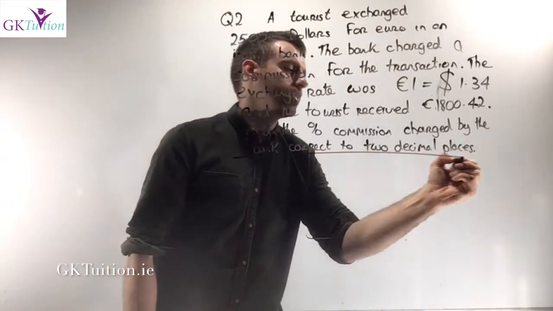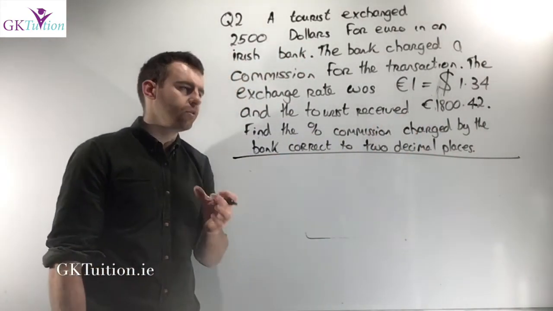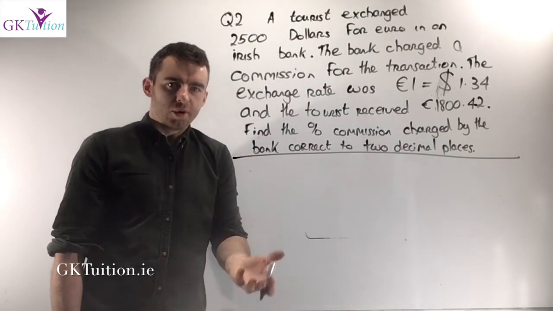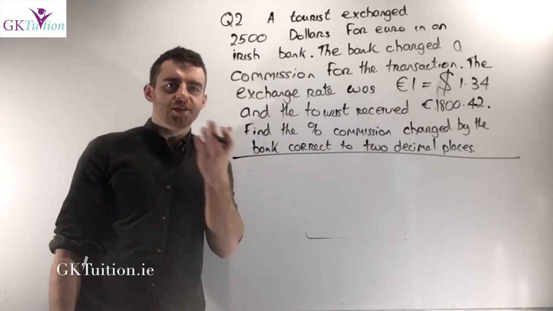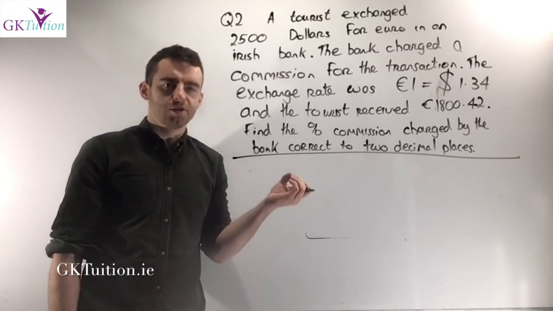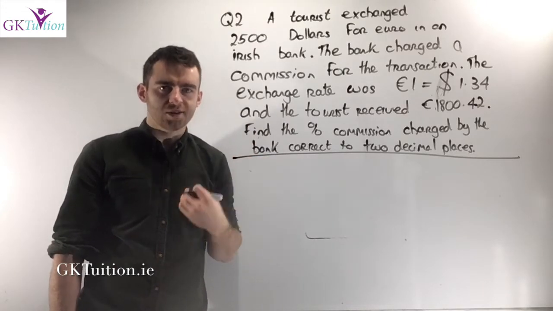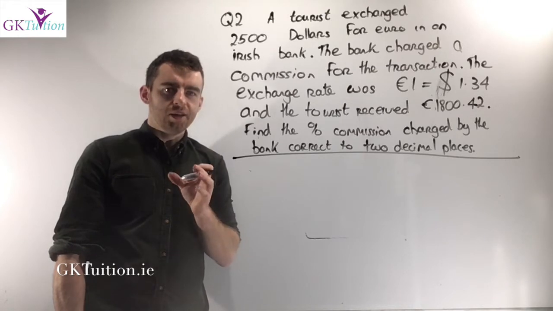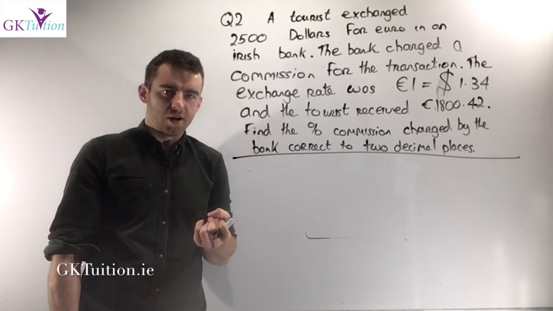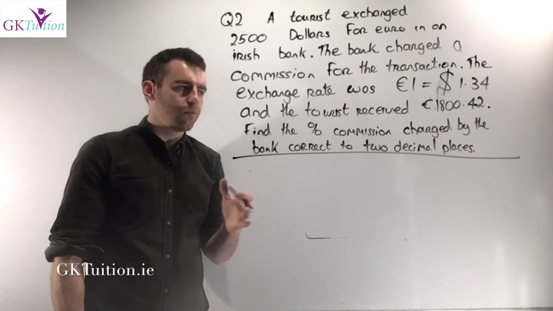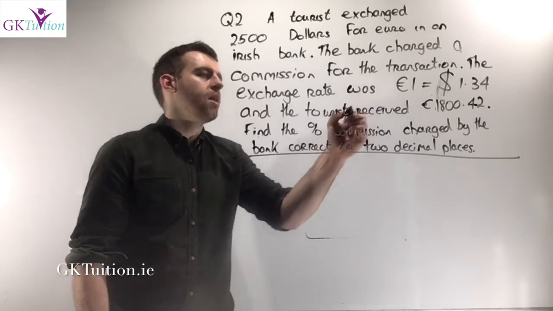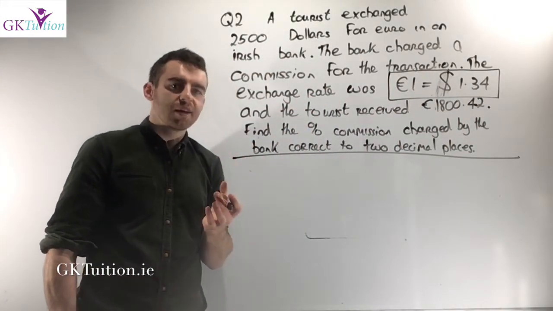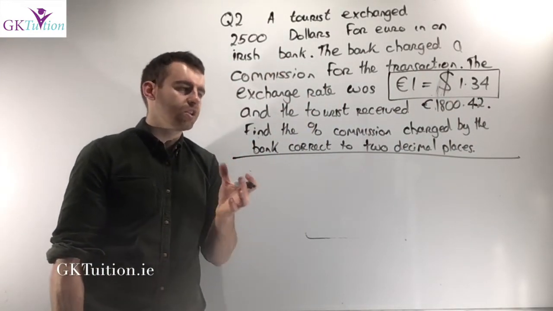So this tourist received €1,800.42. But obviously, the tourist should have received more than that. The bank did the exchange rate and then they took 2% and took it away, or took 1% and took it away as their commission. So what I need to do, first of all, is figure out how much money should the tourist have gotten. If they hadn't charged any commission whatsoever, how much should the tourist have gotten based on this exchange rate? So that's the first thing I'll do, and once I know that, I'll be able to then work out the percentage commission.